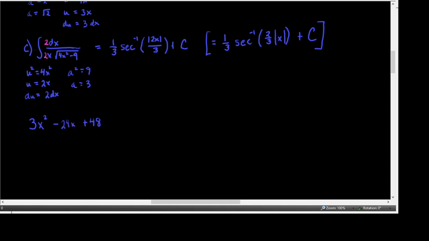Okay, so this is just a reminder of how to complete the square. To complete the square, the coefficient of your squared variable must be 1. So you're going to have to start by factoring out that 3. If the coefficient of x squared is already 1, then no big deal. You're ready to rock and roll.